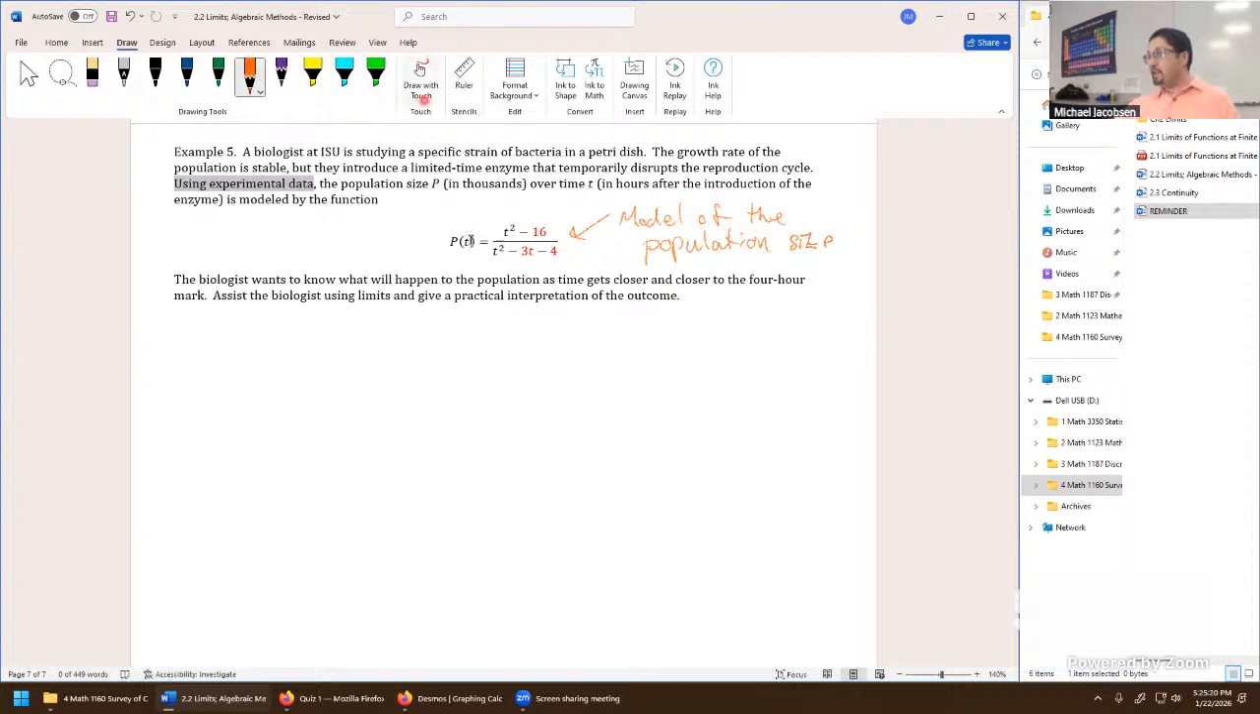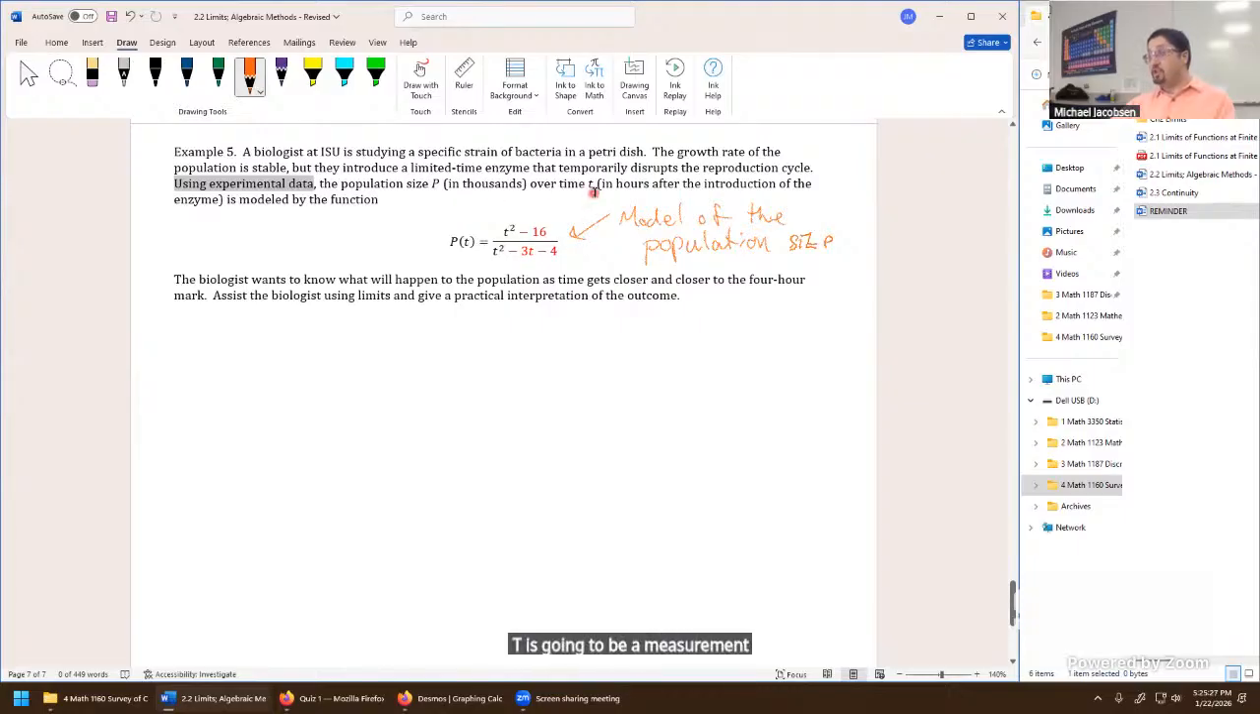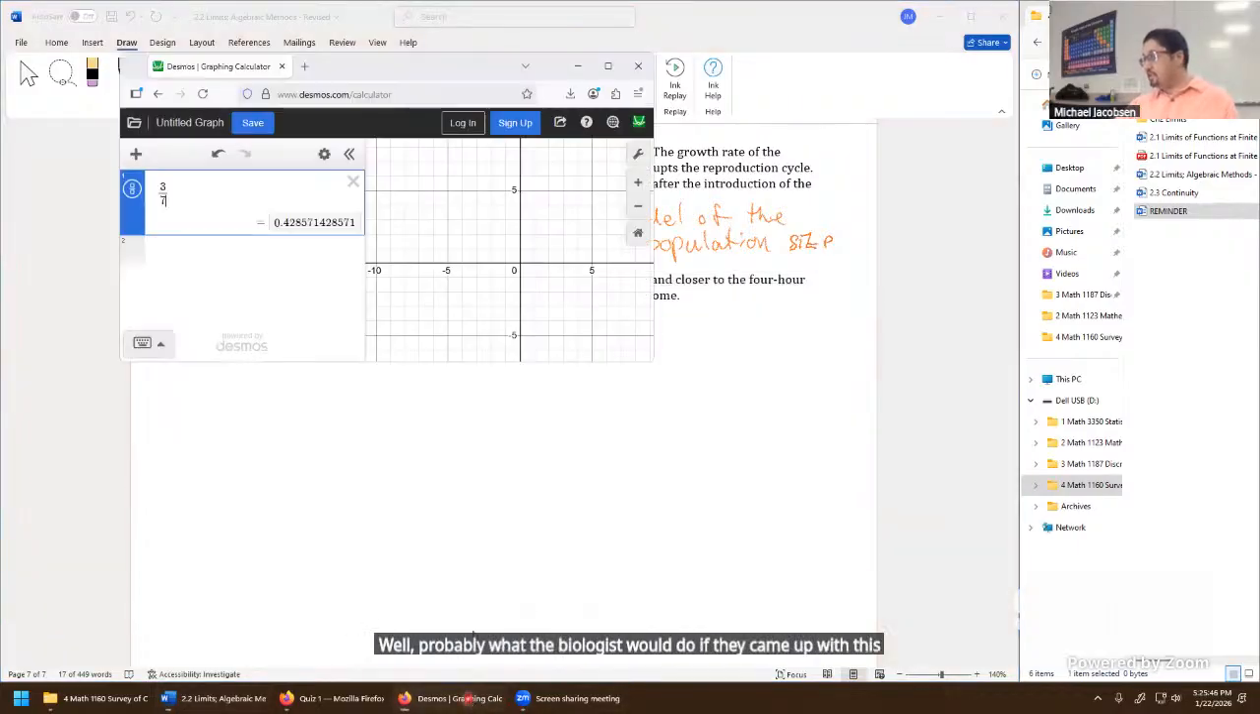At time t. So P is going to be the population size of the bacteria in thousands. T is going to be a measurement in hours after the introduction of the enzyme. So when time is 0, that's the initial size of the population. And the biologist wants to know what will happen to the population as time gets closer and closer to the 4-hour mark.